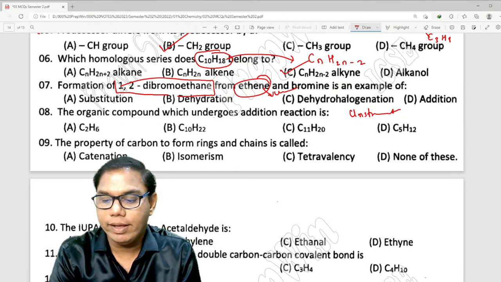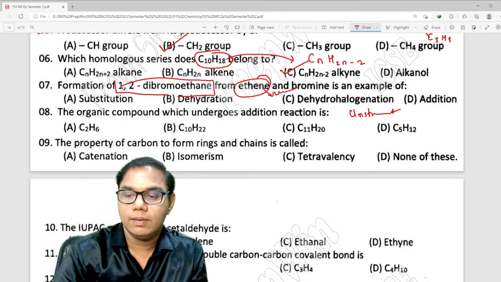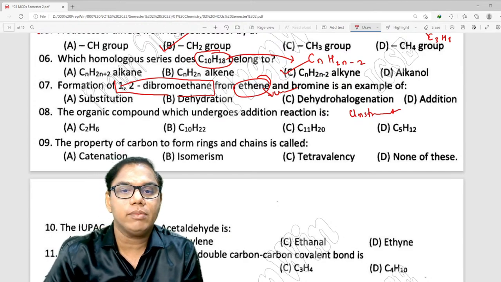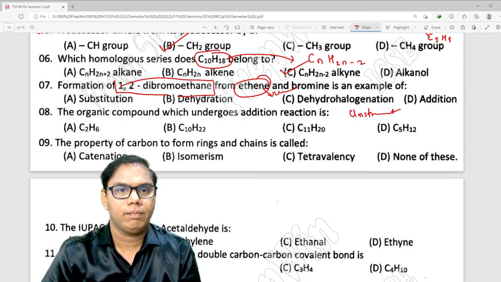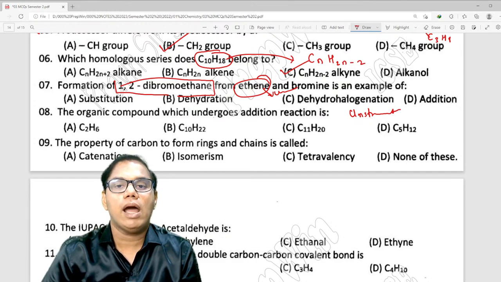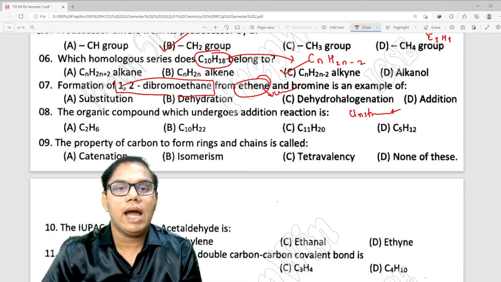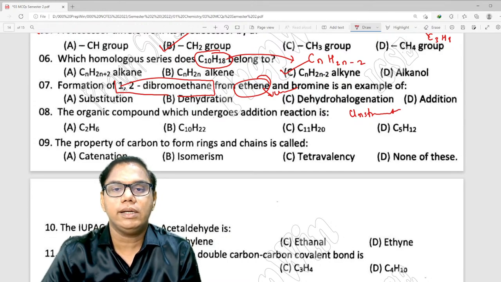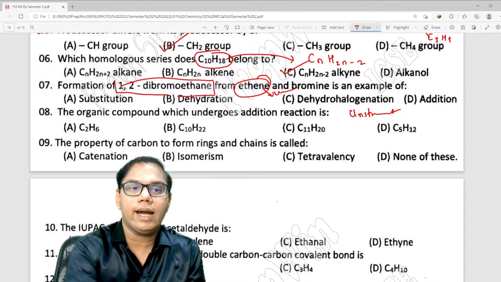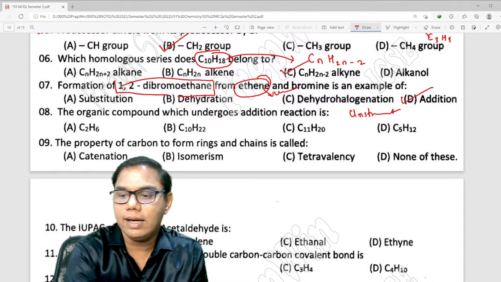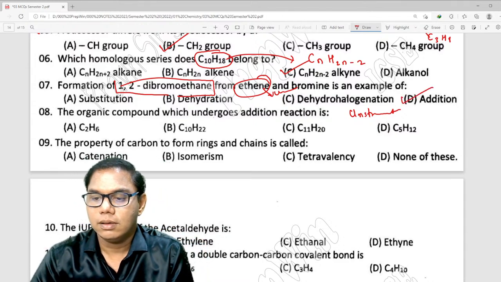What is the answer? Seventh ka answer. How can it be C? C to pakka nahi hai. Dehydrohalogenation. Okay, dehydrohalogenation means removal. Correct answer is D.